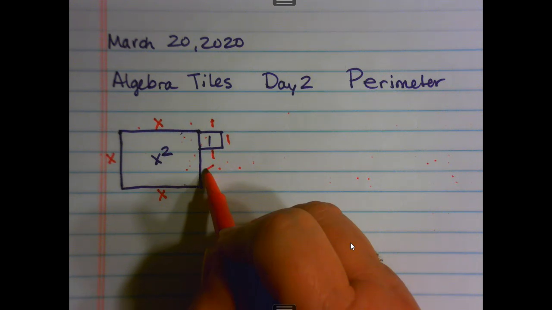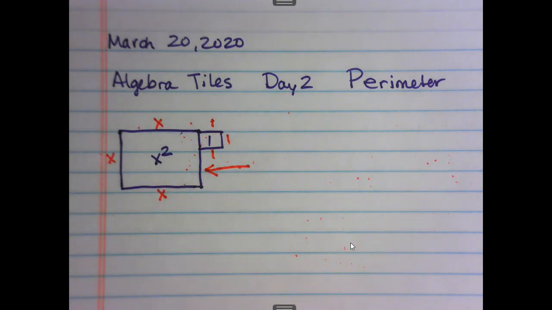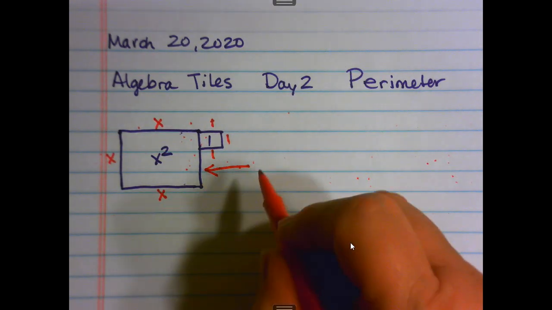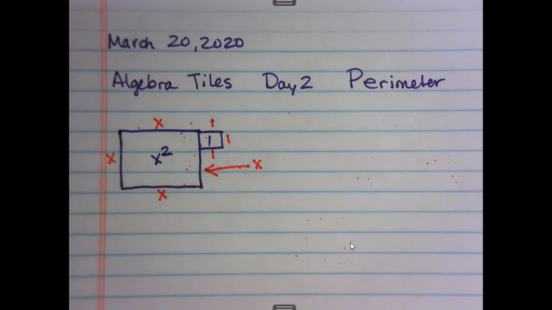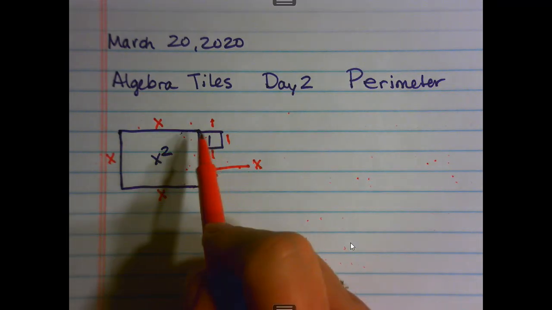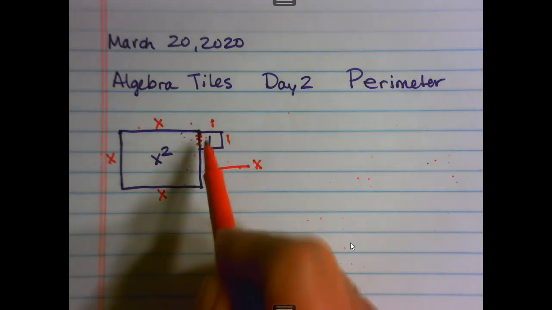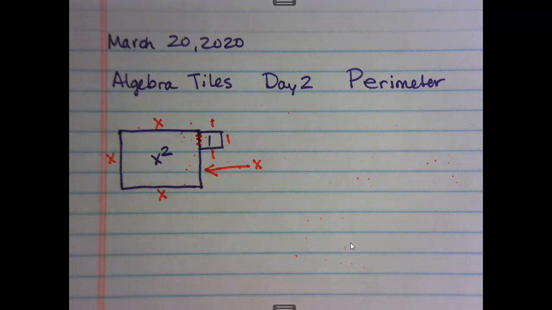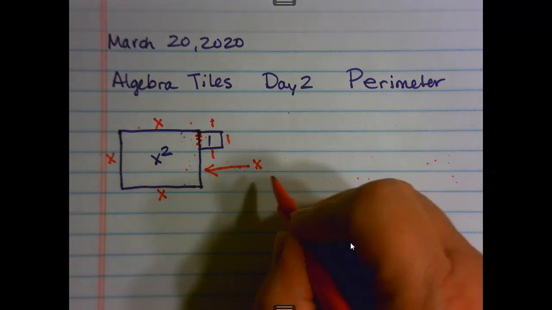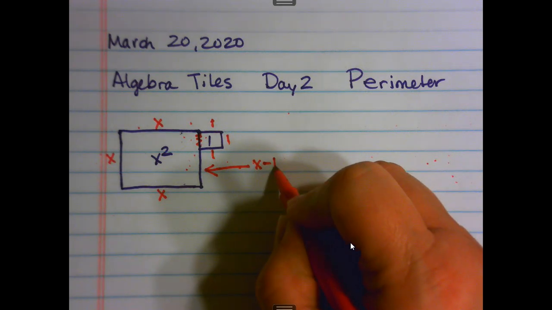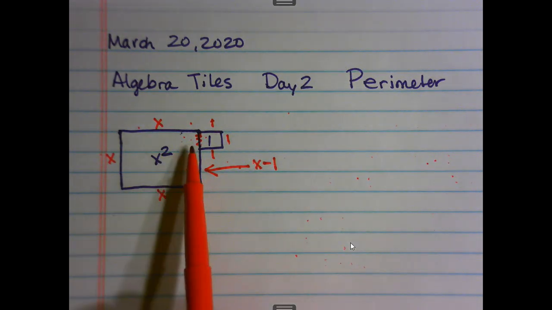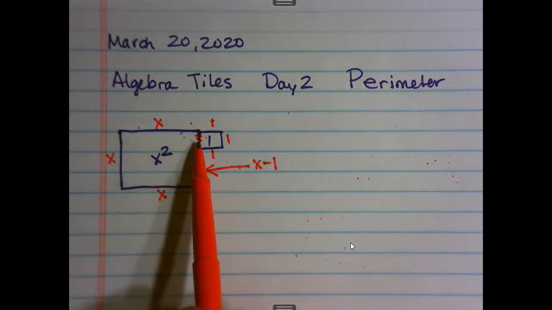Right here is where I have a little bit of a dilemma. This is an X side length. However, a little bit of that is covered by our unit tile, which means that I need to take away that part of the unit tile that is covered up. It's covering up this X length over here.